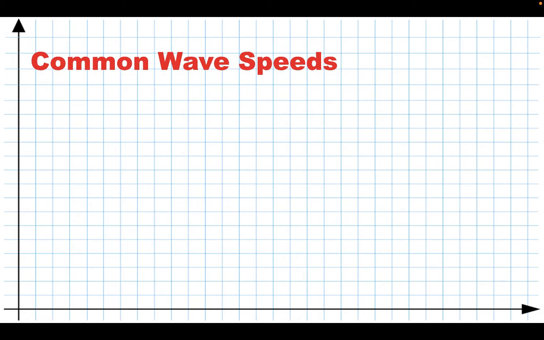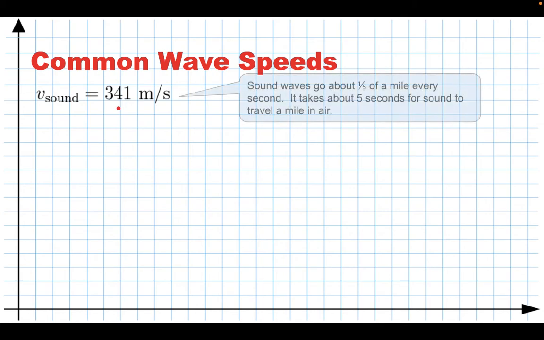Now, there are 2 common wave speeds that it's good to know about. The first of all is sound. Sound travels 341 meters per second. It doesn't matter whether you make a high frequency noise or a low frequency noise. The speed of the sound just depends on the air, and it's 341 meters every second. Okay? So that turns out to be about 1/5 of a mile every second. So it takes sound about 5 seconds to go a mile, which is pretty darn fast, but not instantaneously.